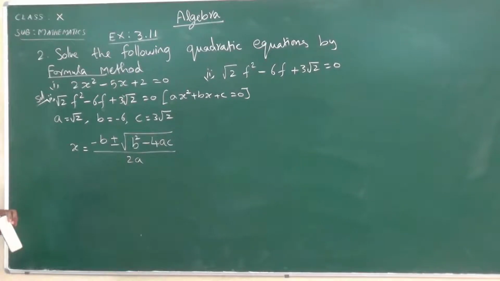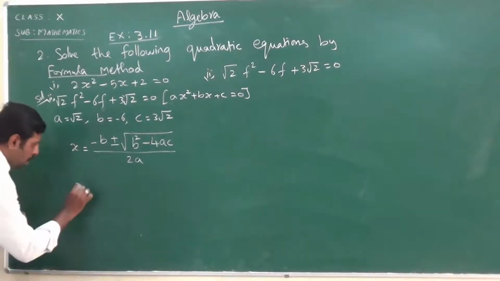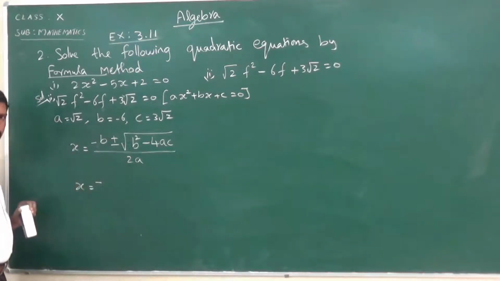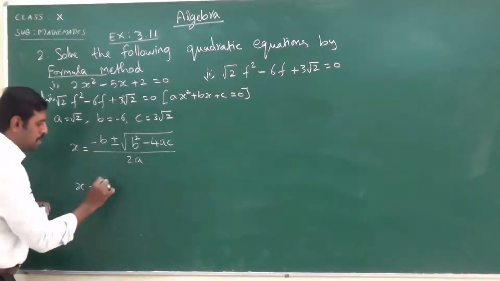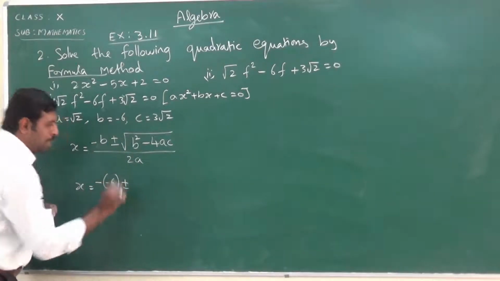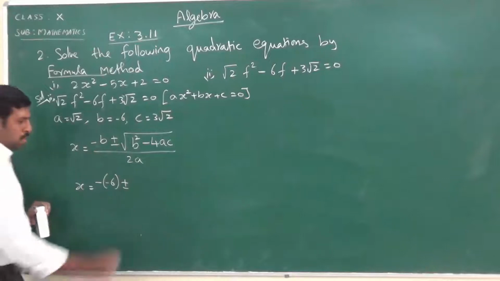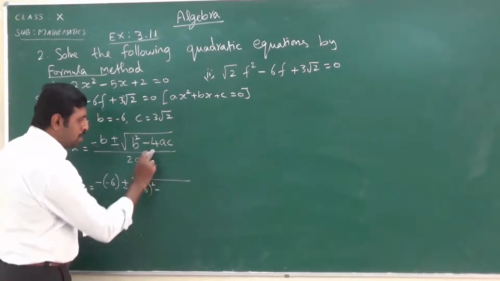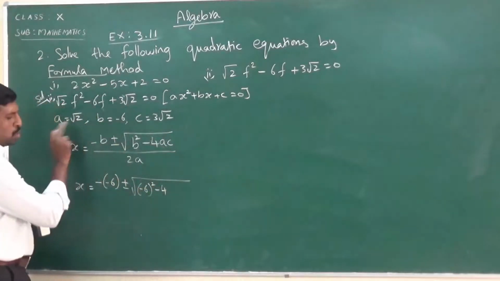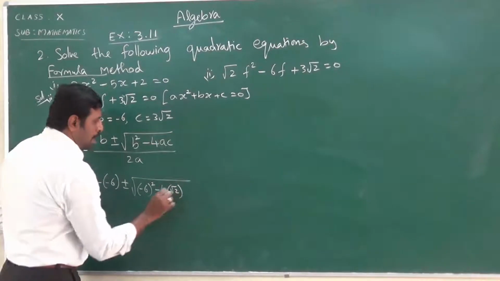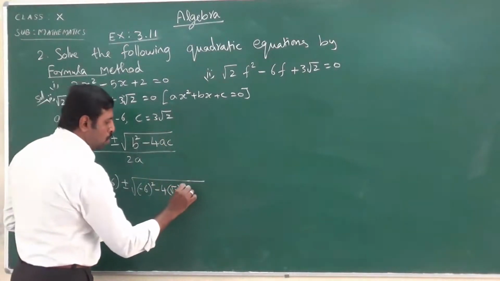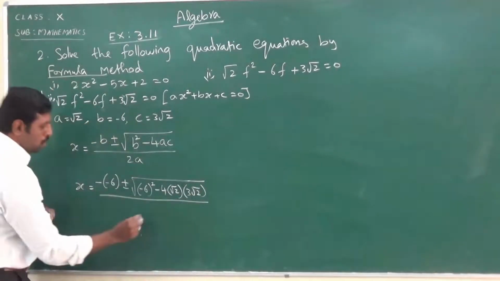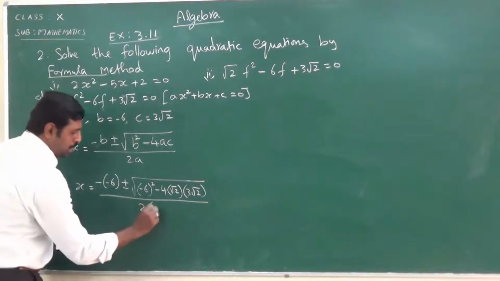Now we have to apply the values of a, b, c. So x is equal to, in the formula we have minus, so put the minus symbol first, and then the value of b is minus 6, so within the bracket we put minus 6, and plus or minus root of b square, that is minus 6 whole square, minus 4 into the a value, which is root 2, and then the c value is 3 into root 2, whole divided by 2 into the a value, which is root 2.